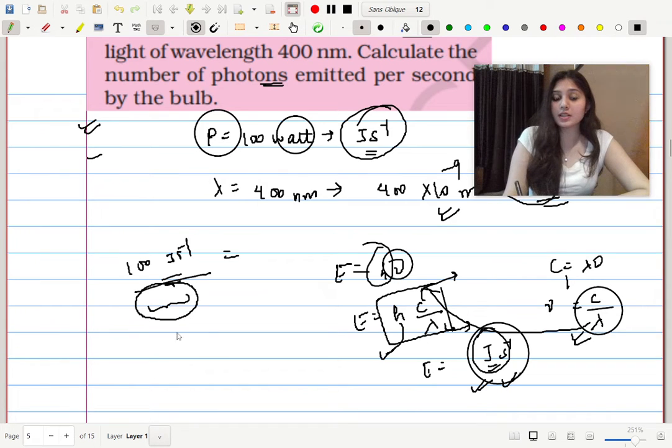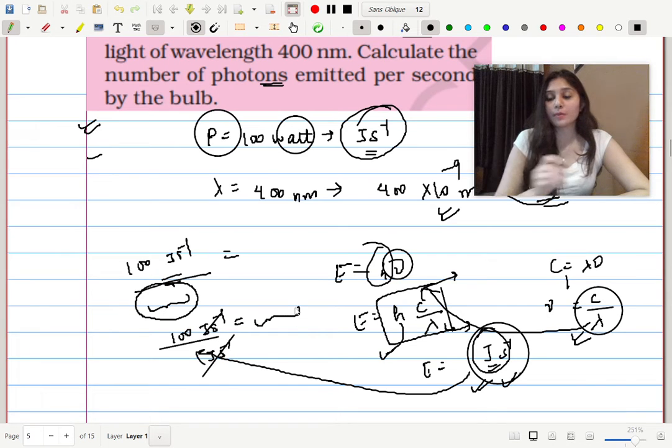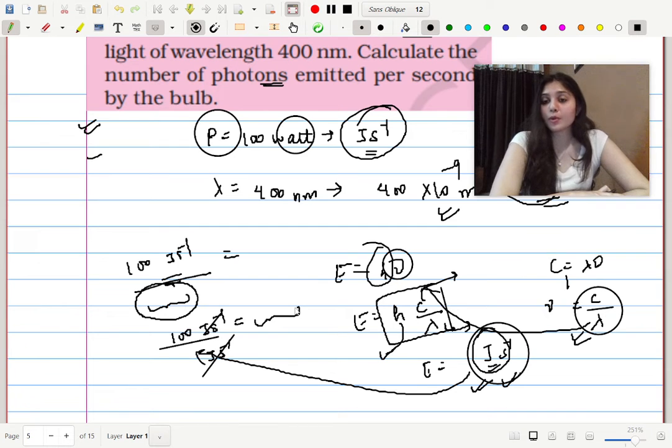So of course here we have 100 joules per second, and whatever answer we get is going to be in division here. The joules per second and joules per second are going to cancel out, and you have a pure number. Since there's no unit, no units means pure number, and we are finding the number of photons. Number of photons has no unit, so that is going to be your answer.